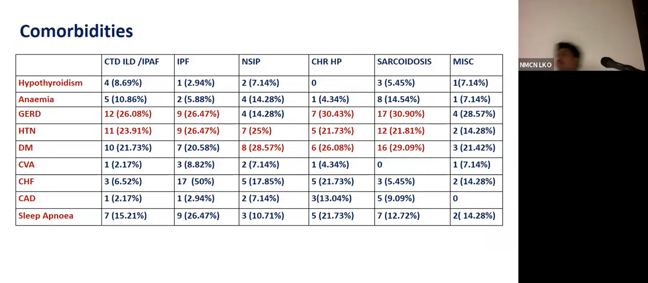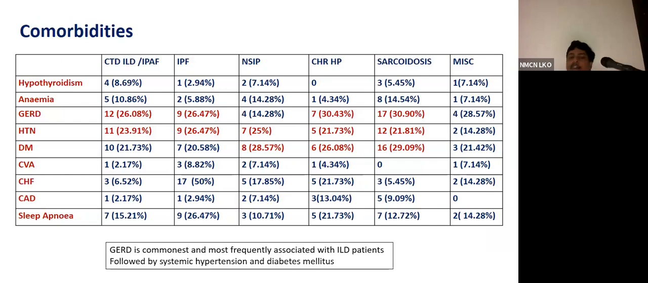Now, assessment of comorbidities. Interestingly, GERD was the most commonly associated comorbidity in most of the subtypes. Most frequently it was associated, complicating the disease course, followed by systemic hypertension and diabetes mellitus.